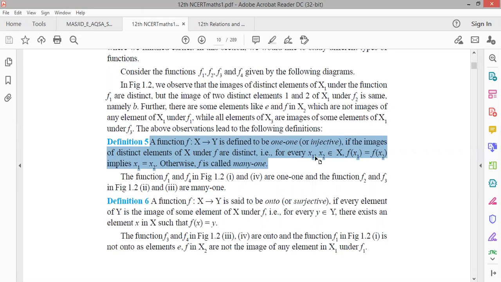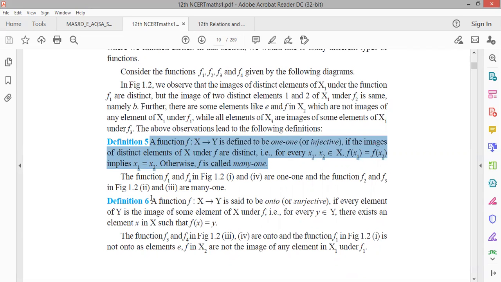For example, we will take two elements from the domain, that's x1 and x2. If we have f of x1 is equal to f of x2 implies x1 is equal to x2, then this mapping will be called one-one mapping or one-one function or injective function. Otherwise, it's called many-one function. So in one-one function, different elements of domain have different images in codomain.